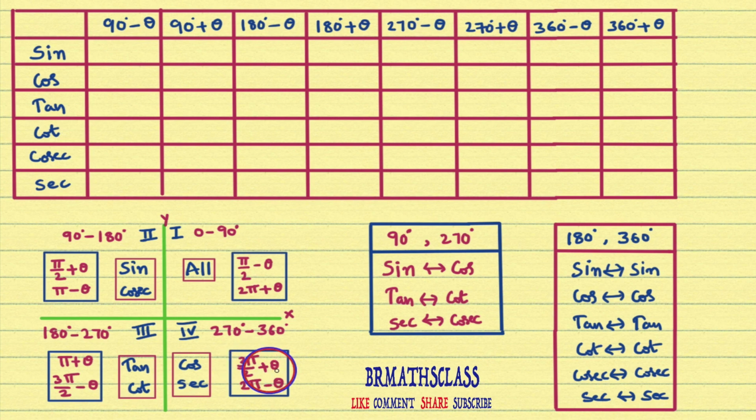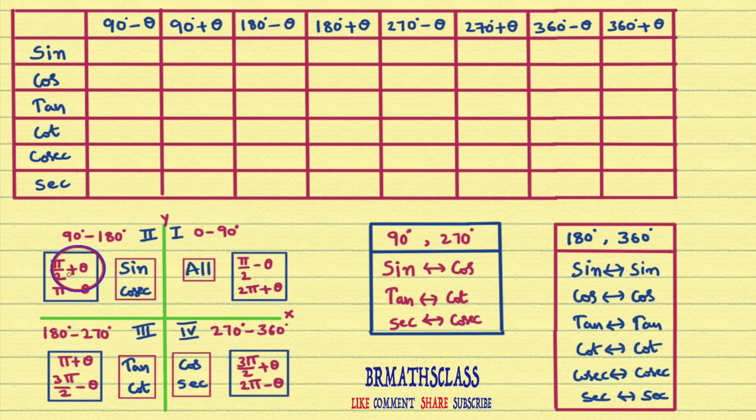Fourth quadrant, 3 pi by 2 plus theta. 3 pi by 2 means 270. Theta is an acute angle, so 3 pi by 2 plus theta is an angle slightly greater than 270 degrees, which will be in the fourth quadrant only. 2 pi minus theta: pi means 180 degrees, 2 into 180 degrees is 360. 360 minus theta lies in the fourth quadrant. I hope you understand these things.